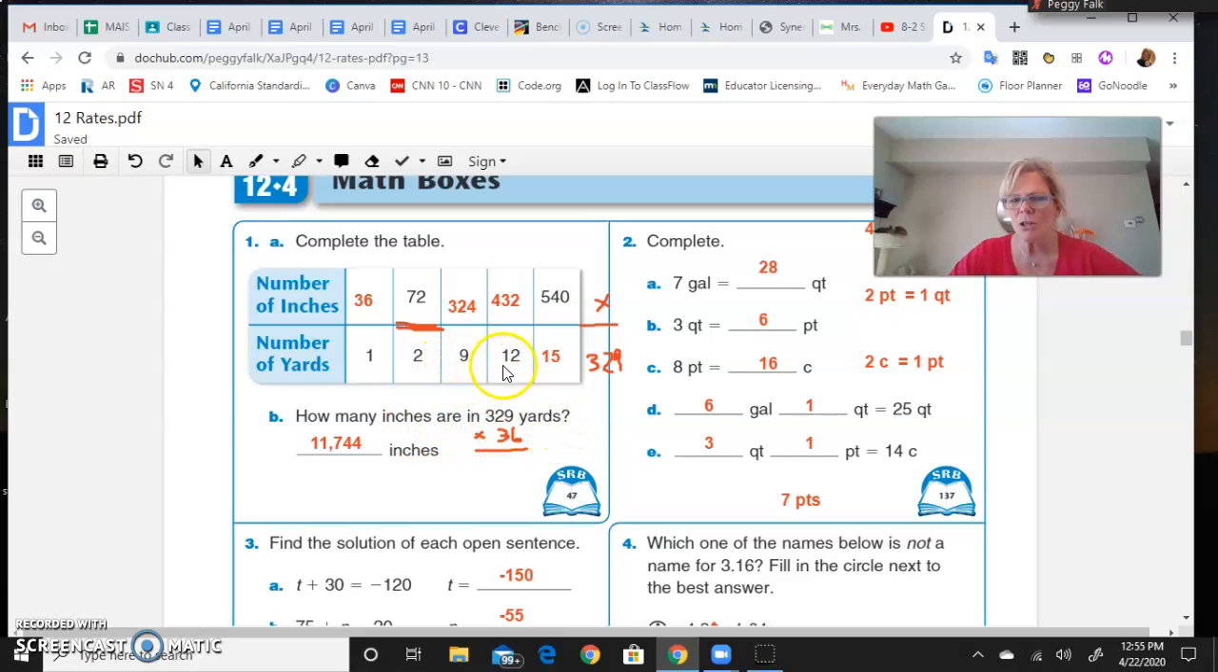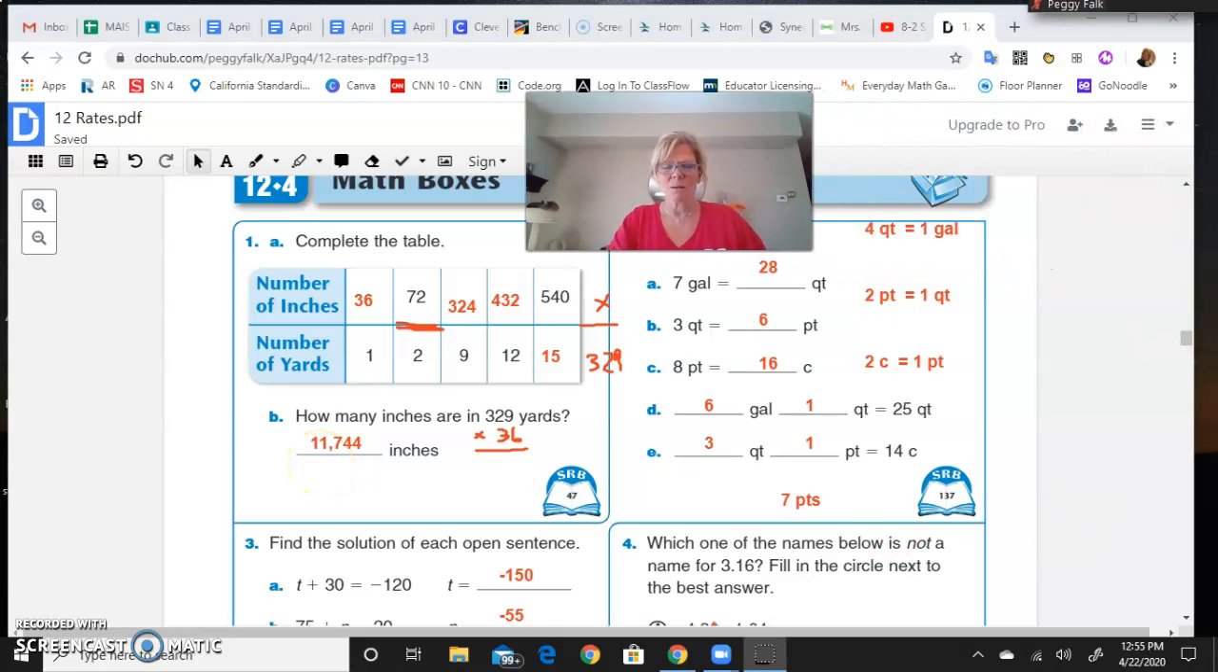Then B is how many inches are in 329 yards? Well, if we continued this row to 329, you would take this times 36 inches in a yard, and you would get 11,744. I'm going to move this a little bit.